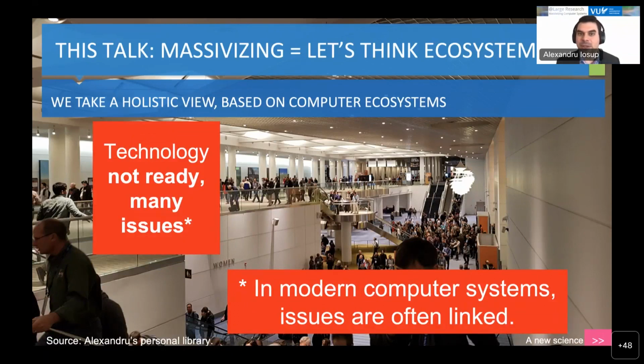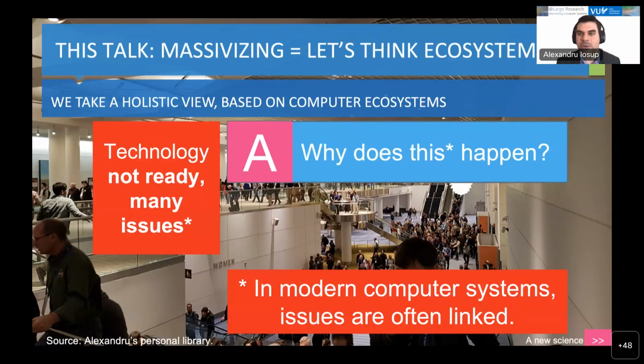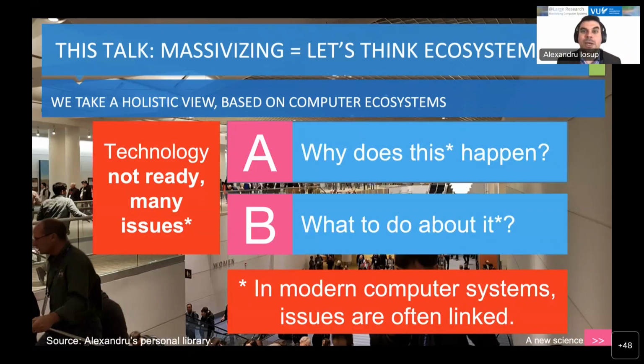So what my team has been doing for the past, I would say about 10 years, I've been in the business for about 15, is pretty easy to summarize: we want to understand why each challenge happens, and second, what we can do about that challenge. Point A is a typical scientific point. Point B is typically addressed with design and engineering. I'll get back to these notions.